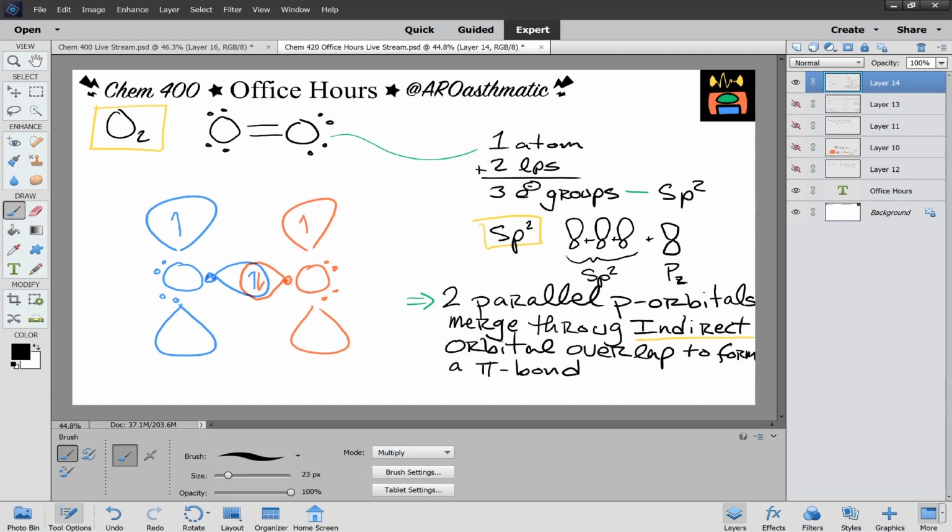And when we talk about indirect orbital overlap, when you have these two parallel p orbitals, I just picked pz. You can totally use px, py, or pz to do this. I use pz because it's easiest to draw.